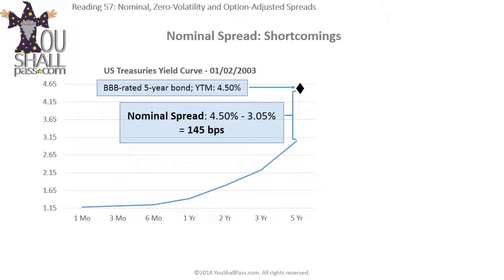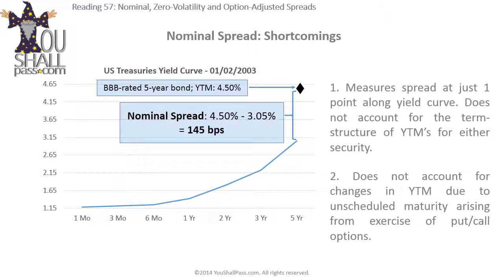The first shortcoming of the nominal spread metric is that it's a measure of spread at just one point on the yield curve, and as such it doesn't take into account the term structure of yields for either of the bonds being compared.